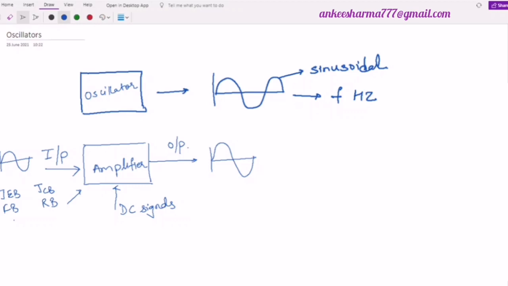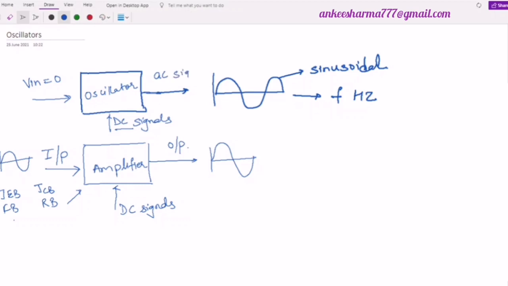Now, what is this oscillator? If I relate the oscillator and amplifier blocks, I will say here that in the oscillator I get the output, but I apply only the DC signals. Means there is no input in the oscillator, or if I write here V input, it is equal to 0. If I am capable of generating a signal from a device by just giving the DC signals, what is the output signal or the sinusoidal signal? It is an AC signal.